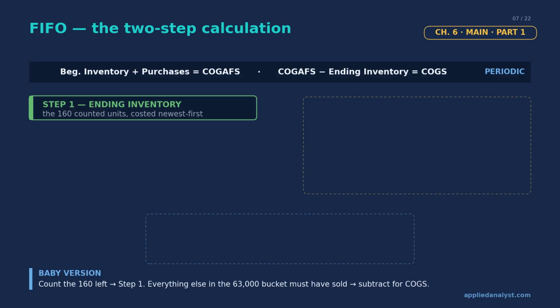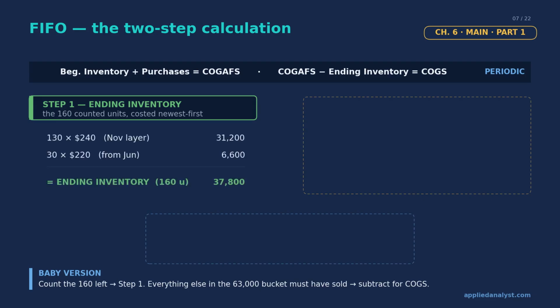Beginning inventory plus purchases is cost of goods available for sale. Cost of goods available for sale minus ending inventory is cost of goods sold. Step 1 is ending inventory, and remember, that comes from the physical count. Under FIFO, we build it from the newest units down. Grab the newest 130 units. The November layer at 240, that's 31,200.